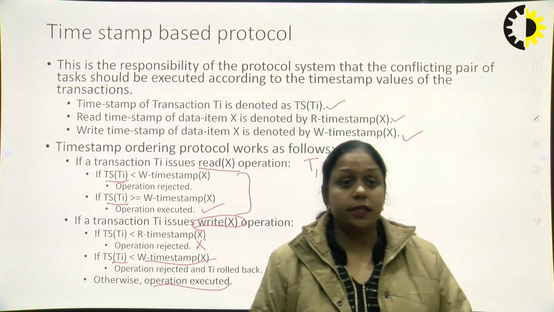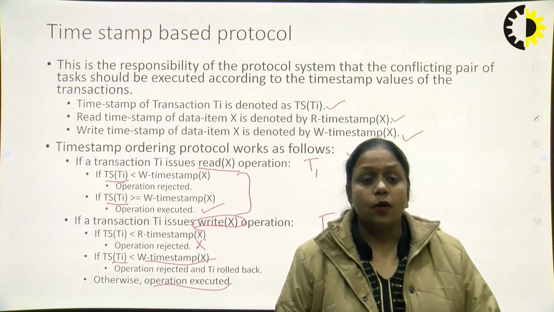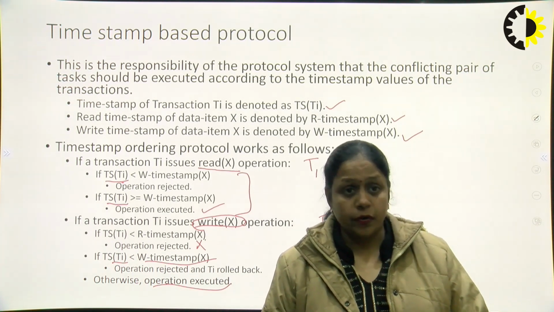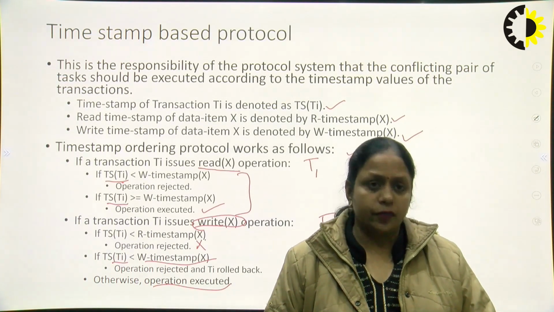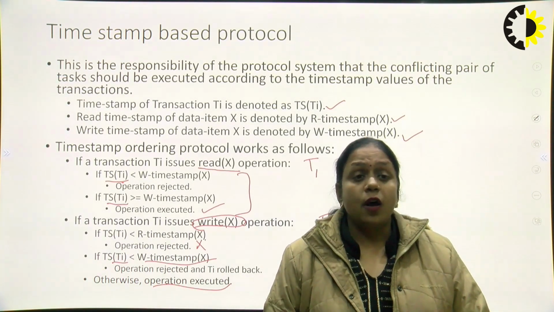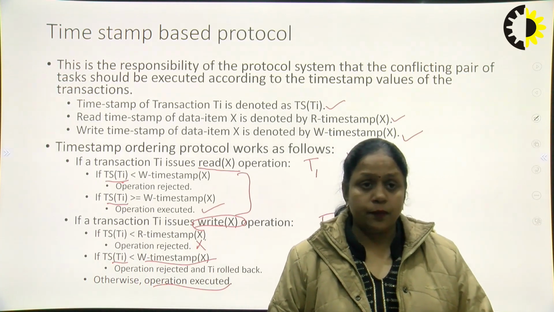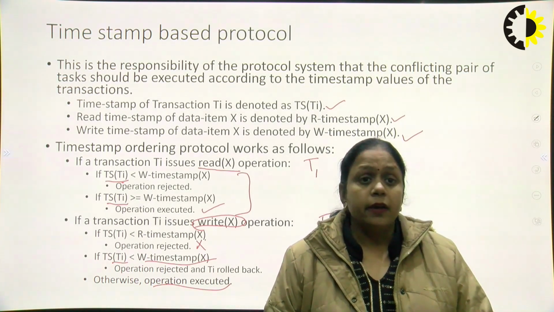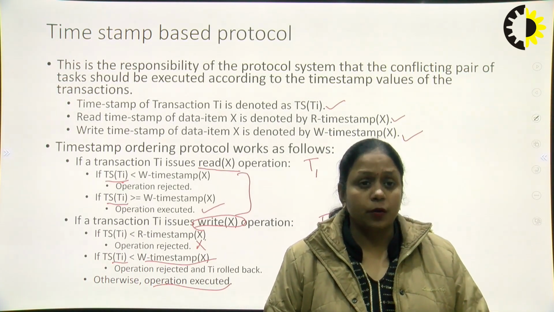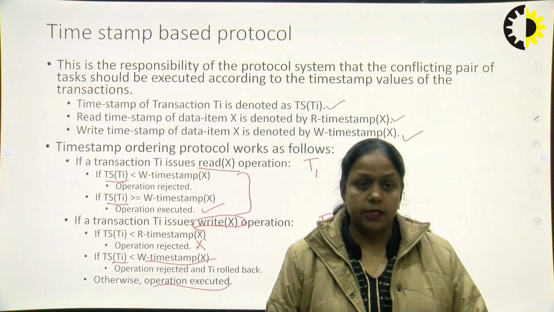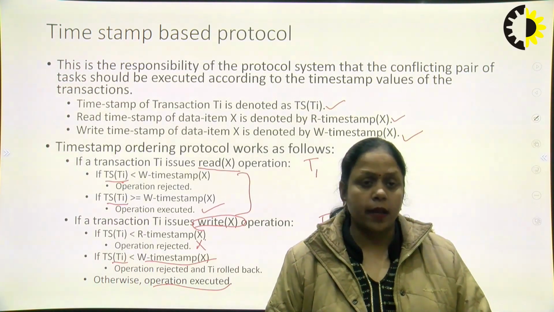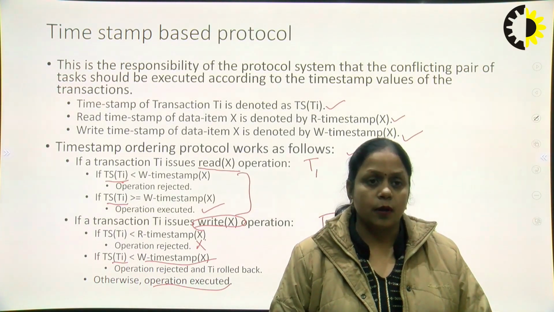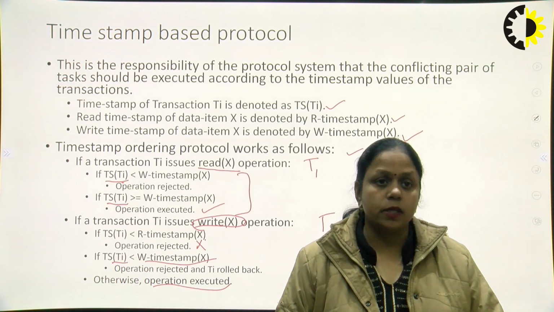In this lecture we have discussed concurrency: what is the meaning of concurrency, what the major problems of concurrency among different transactions are, and how we can remove these problems. We also discussed the different types of concurrency control protocols, the main and major ones being two-phase locking and timestamp protocols.